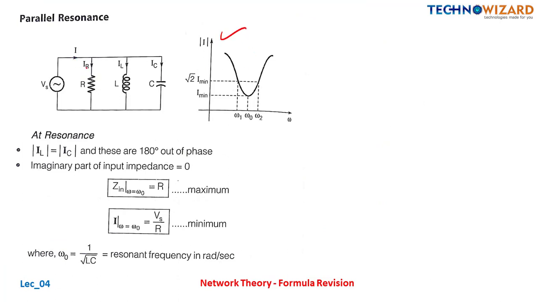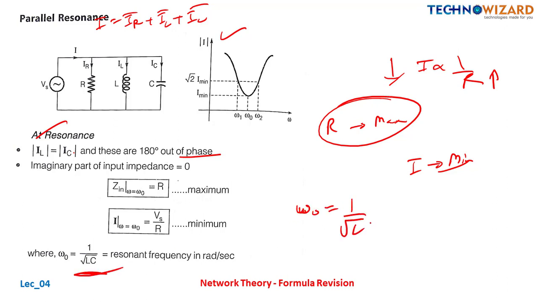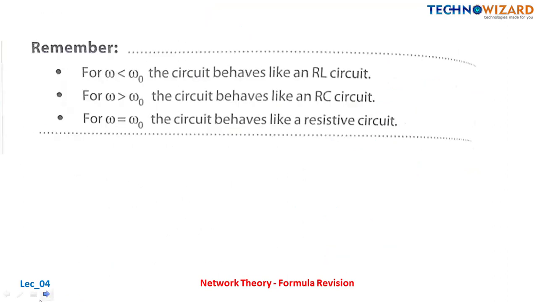Here I is divided between branches, so I can be written as I equal to IR plus IL plus IC. At resonance IL is equal to IC, and these are 180 degrees out of phase. Here the impedance is maximum for a parallel resonance circuit, but the current will be minimum. Why? Because current is inversely proportional to resistance. If resistance is maximum, then current will be minimum for a parallel resonance circuit. Omega naught will remain the same: omega naught is equal to 1 upon root LC for both series resonance as well as parallel resonance.